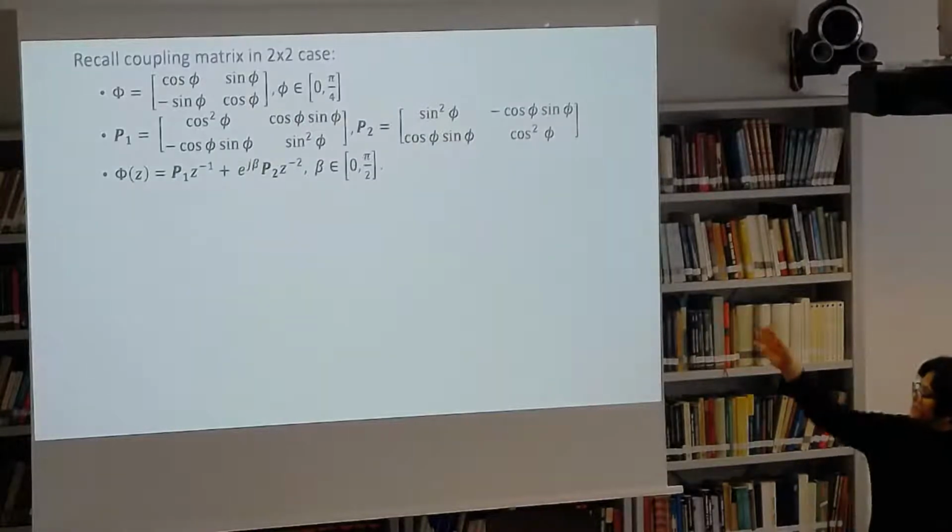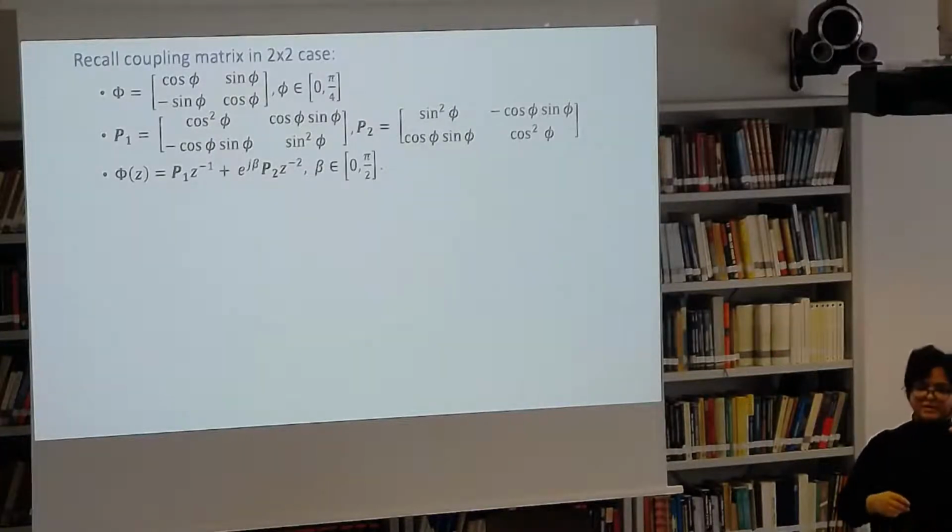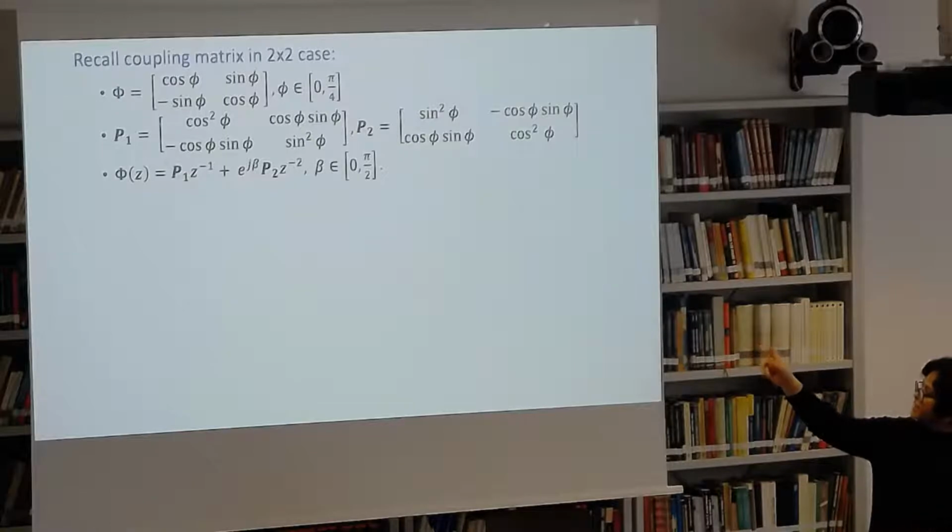So this is the coupling matrix that I had before, which is the scalar coupling matrix, cos of phi, sine of phi, minus sine of phi, and cos of phi again, and phi ranges from 0 to pi by 4. Now if I again take the column's outer product, sorry, you get these two matrices, P1 and P2. And now if I use the previous formula I mentioned before, I take P1 z to the power minus 1 plus e to the power j beta P2 z to the power minus 2.